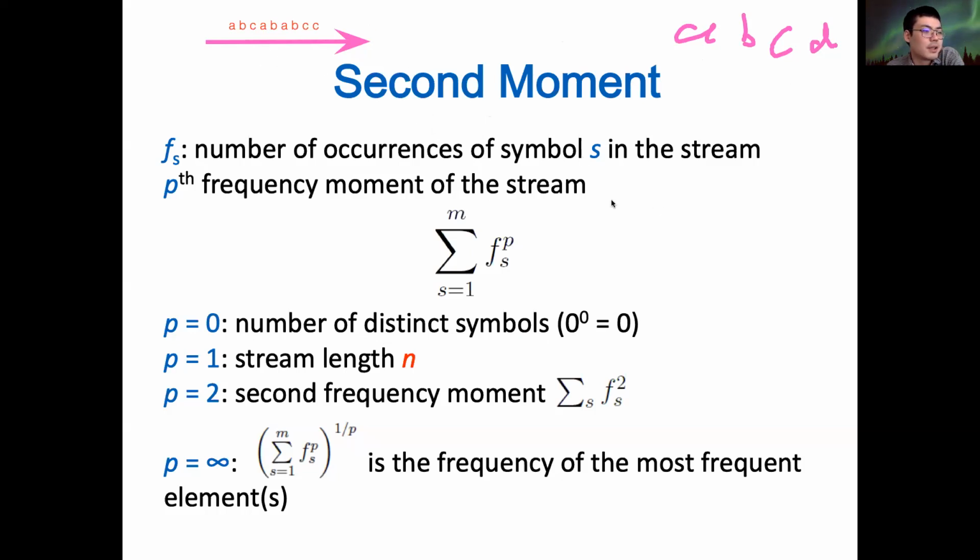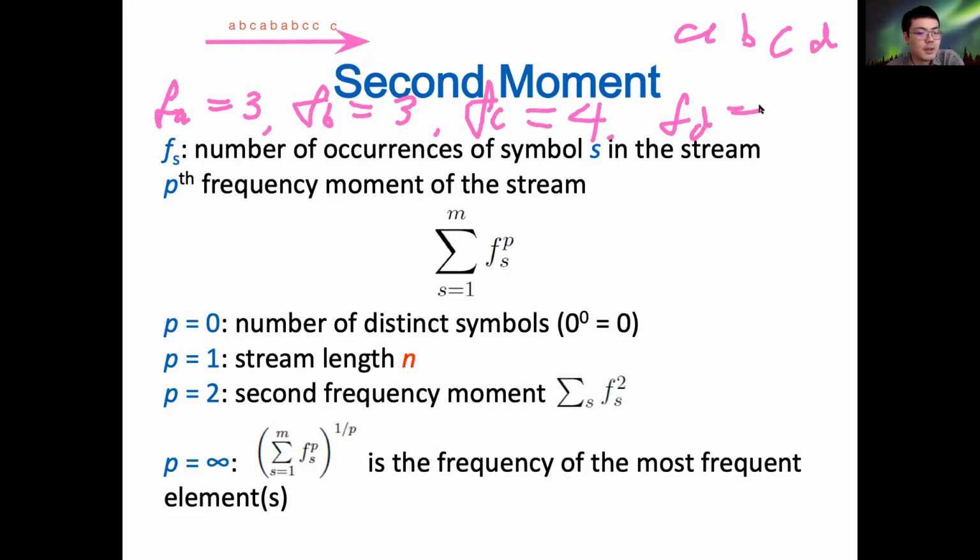So now let's think about what FA is. Who can tell me what FA is, the number of occurrences of the symbol A in the stream? Yeah, it's 3. What is FB in the stream? It's 3. And what is FC in the stream? C is 4. Oh, C is also 3. Let's add a difference, let's add another C, otherwise there's not much difference. So let's assume C equals 4. Now, what is FD, the frequency of D? 0. Good. So we have these data items coming, with frequencies 3, 3, 4, 0.